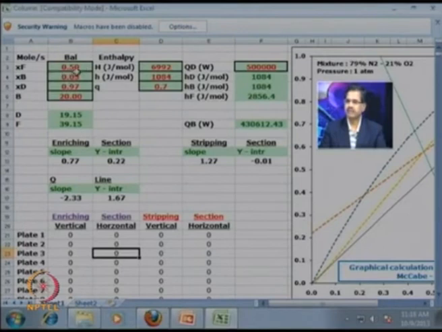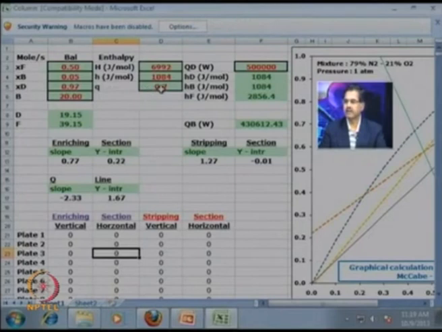What we had was xf equal to 0.5, the amount of nitrogen in the feed as given. Xb is the purity of the bottom product, which is 0.05. This is the amount of nitrogen in oxygen that you get at the bottom product, and Xd is the purity of the nitrogen that you get from the top. At the same time, the bottom flow rate is 20 moles per second. Then, as we did earlier, the enthalpy capital H is 6992 and the small h enthalpy of the liquid is 1084, and this will not change with the composition. That is our assumption.